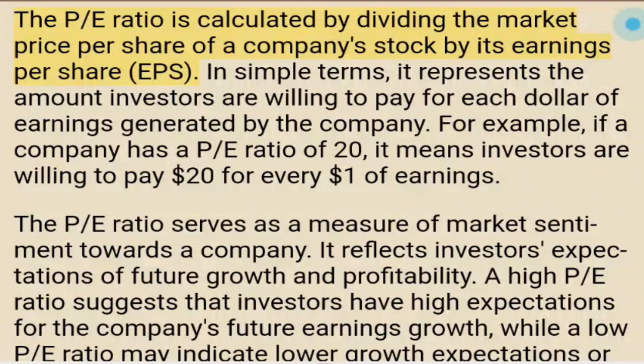The P/E ratio is calculated by dividing the market price per share of a company's stock by its earnings per share (EPS). In simple terms, it represents the amount investors are willing to pay for each dollar of earnings generated by the company. For example, if a company has a P/E ratio of 20, it means investors are willing to pay $20 for every $1 of earnings.